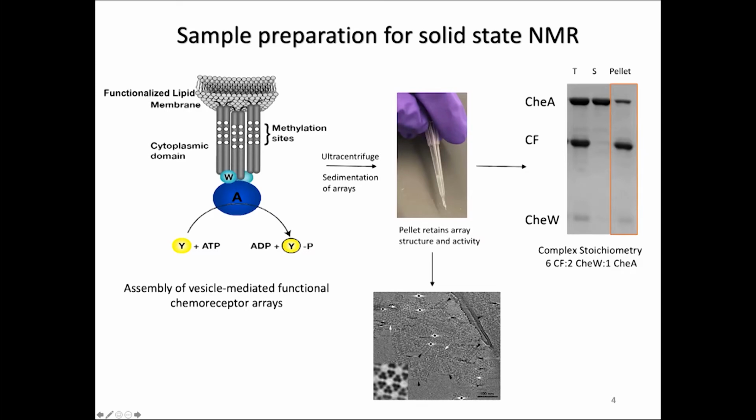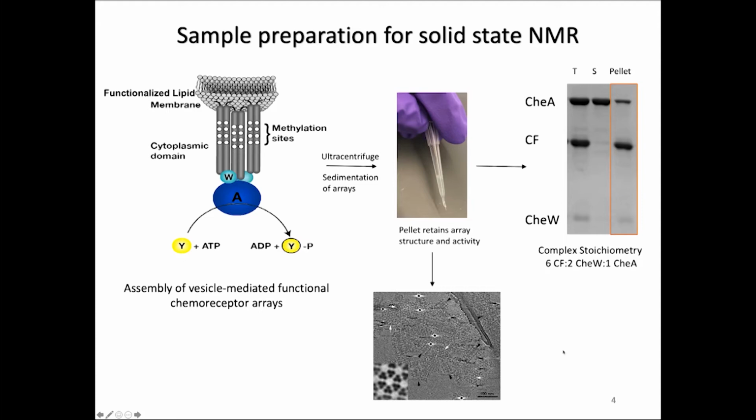So we have functionalized lipid membranes. They have NTA chemistry, and our labeled protein, that is the cytoplasmic domain, is purified with a histidine tag. So classic His-NTA chemistry gives us these beautiful arrays. And when we add the CheA, that is the histidine kinase, and the coupling protein, they form native-like arrays. So this is our pellet that we actually put in the NMR rotor. And as you can see, the stoichiometry of the array is intact in our sample. They are active and they form native-like arrays. So all good to go.